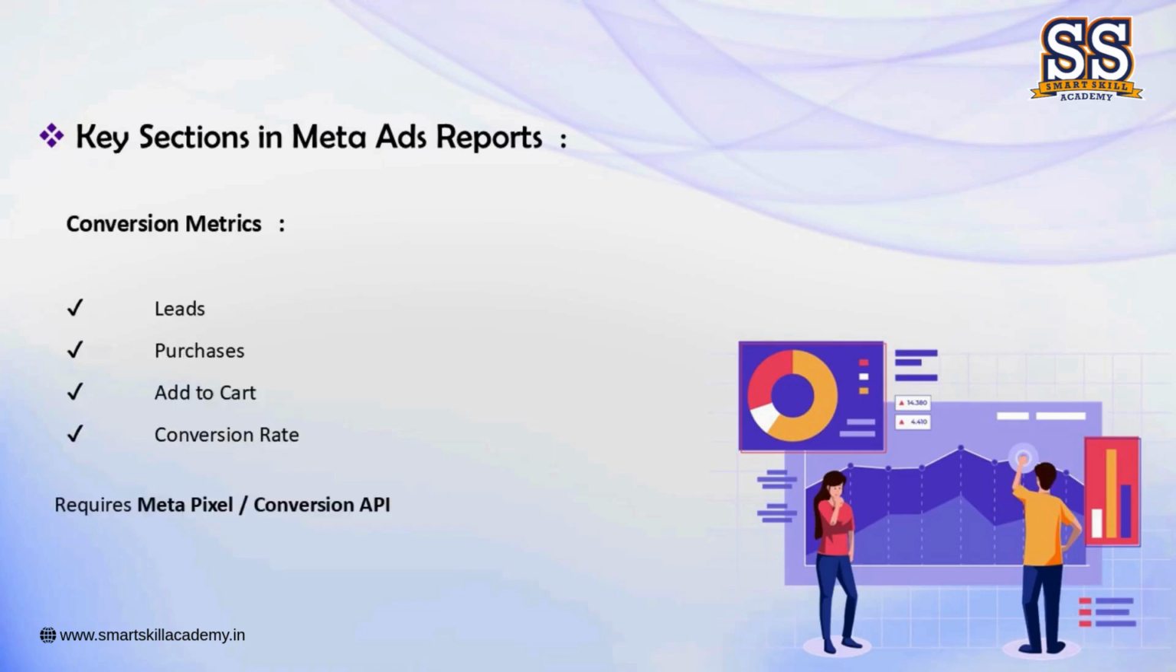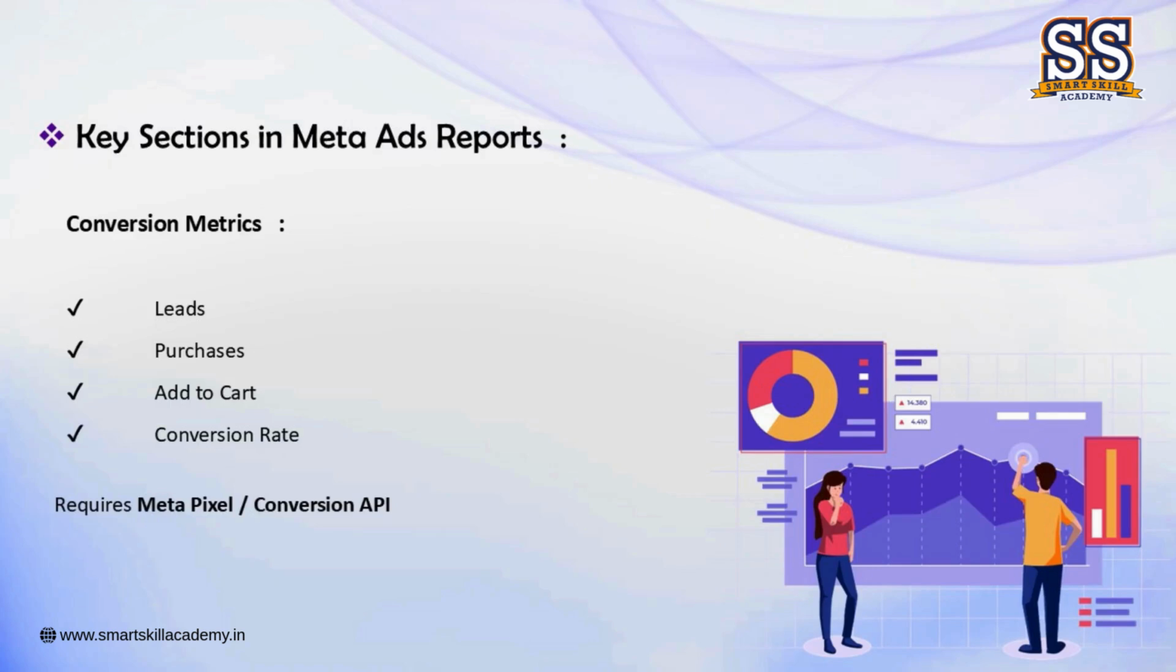In this final lesson on Meta Ads reporting, we focus on the ultimate objective of most marketing campaigns, conversion metrics. These data points allow us to measure concrete business outcomes, specifically tracking high-value actions such as leads, purchases, and add-to-cart events. By monitoring your conversion rate, you can determine how effectively your landing page and offer are turning interested visitors into actual customers. It is important to remember that these advanced insights are not available by default.